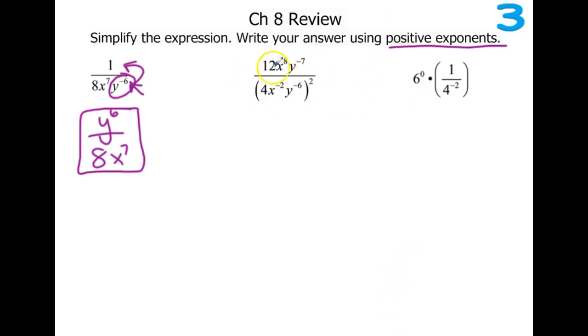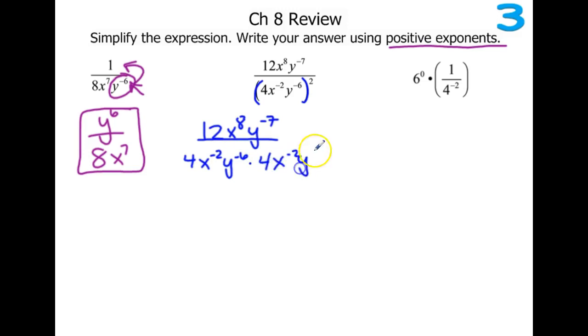Alright, before I simplify by moving my negative exponents here, I'm going to write this out 2 times on the bottom. So I have 12x to the 8th, y to the negative 7th. And then on the bottom I have 4x to the negative 2, y to the negative 6th, 4x to the negative 2, y to the negative 6th. So I wrote that 2 times.